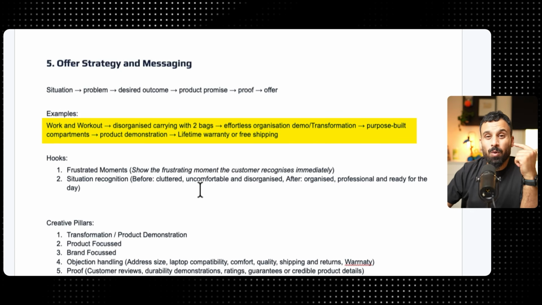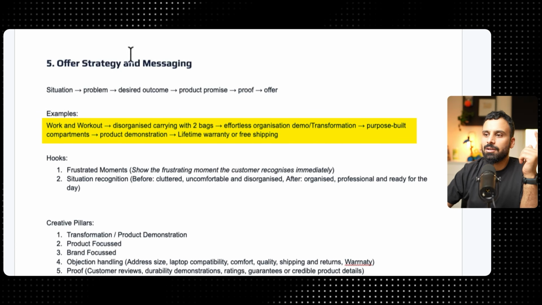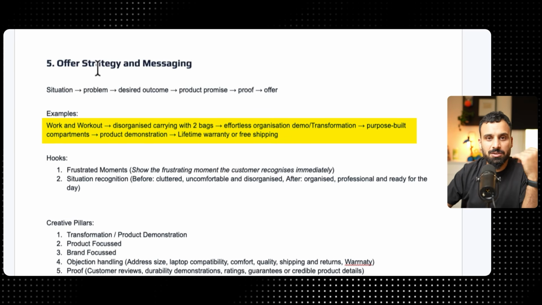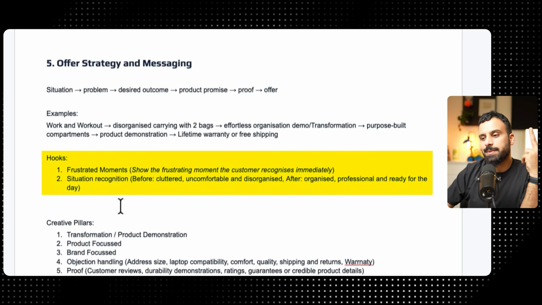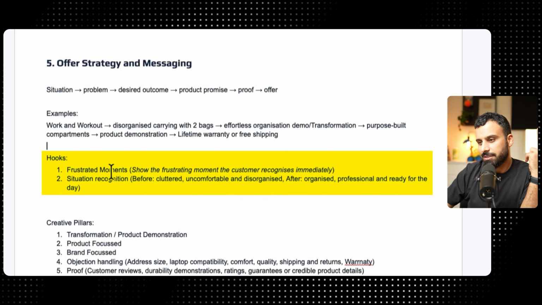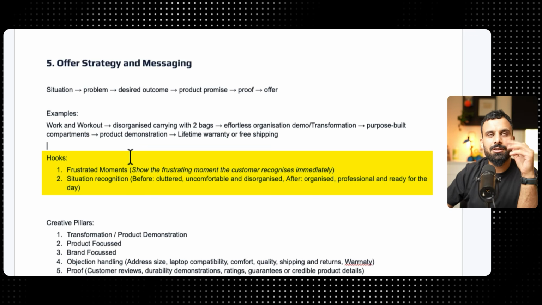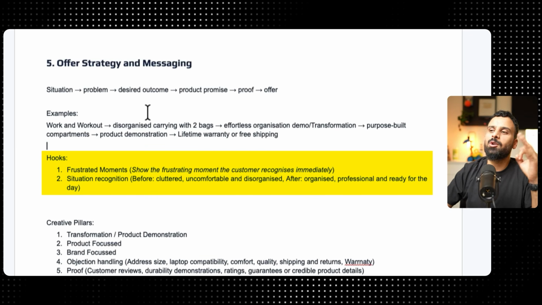Okay, we came up with one creative pillar. Similarly, you have to work on all situations. Some situations might demand having 2 different creatives. Hooks, in most cases for this brand, what makes sense, I thought a lot about, is frustrated moments. Every video ad has to start with a frustrated moment, no matter which situation.